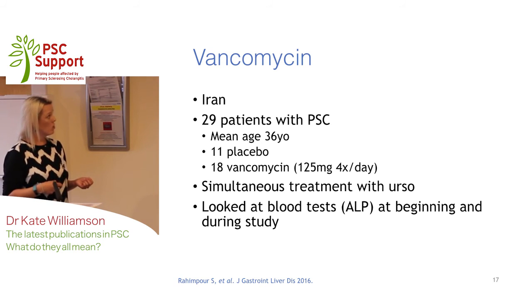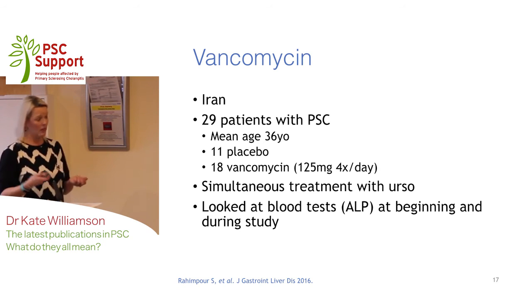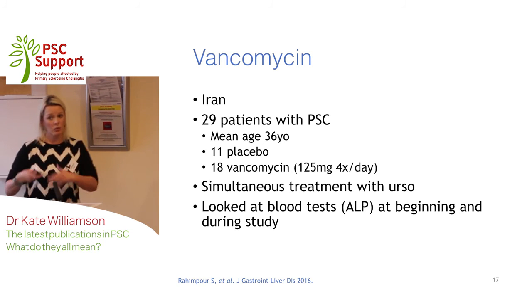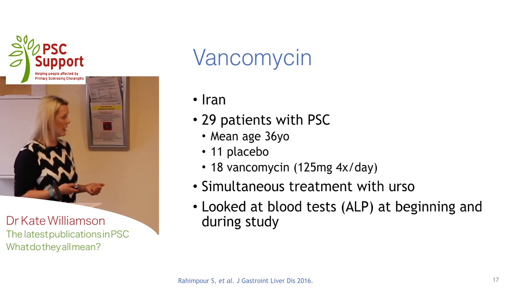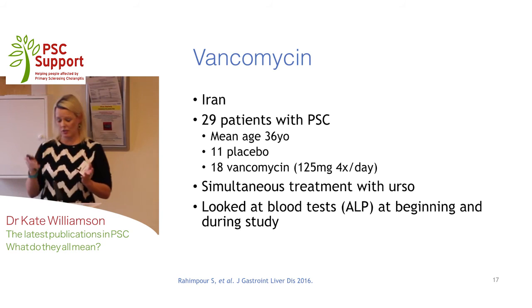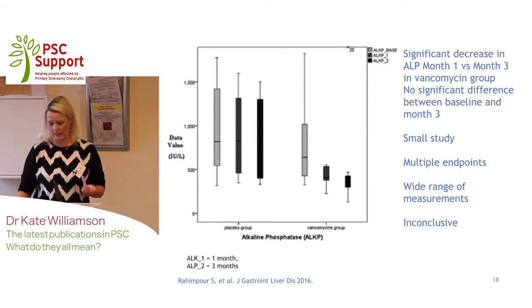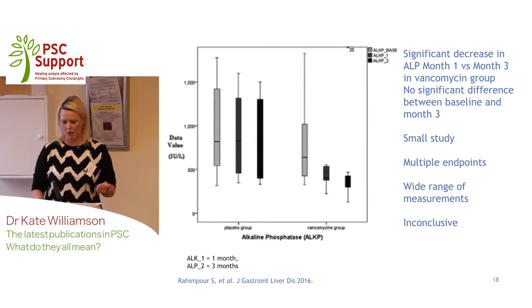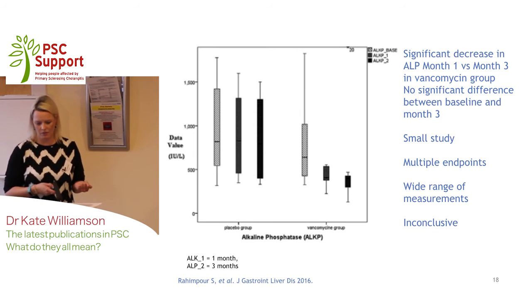And there was a small Iranian study published recently of 29 patients with PSC, and they gave 2/3 vancomycin, which is an antibiotic, and 11 they gave placebo, all with PSC. And they also still had their treatment with urso. And the main thing they looked at was the alkaline phosphatase at the start and the end. They kept changing their mind a bit about what the primary endpoint was, and it was a slightly confusing paper to read.